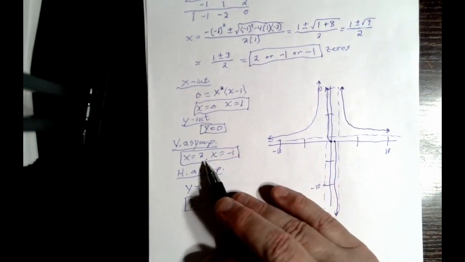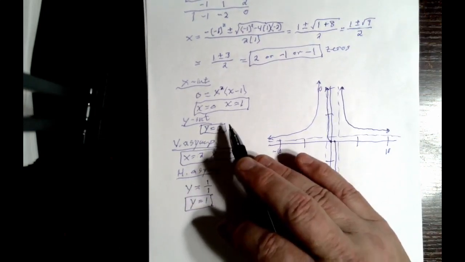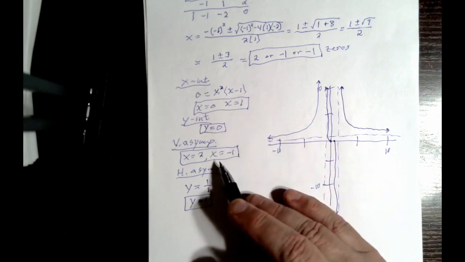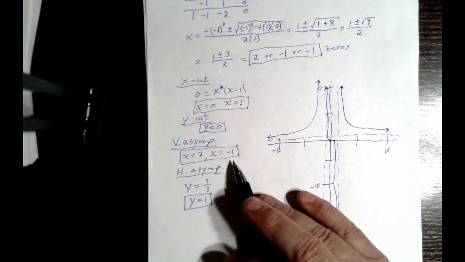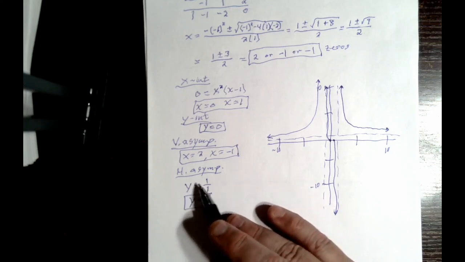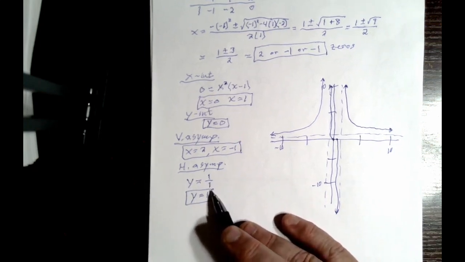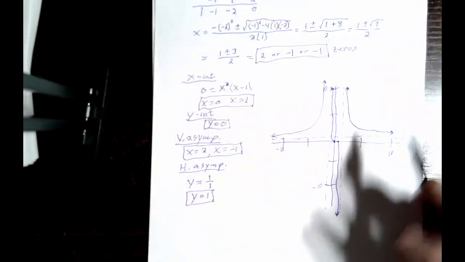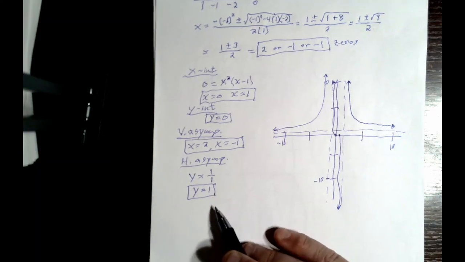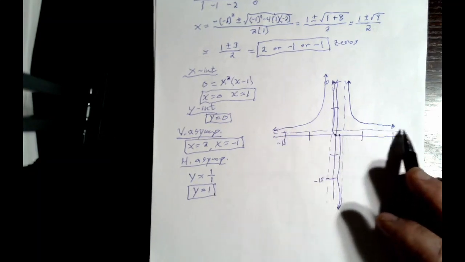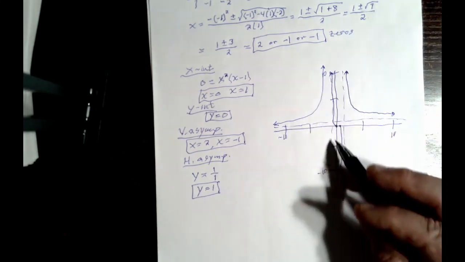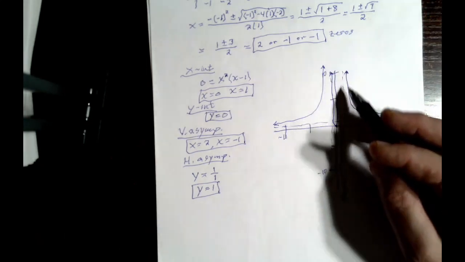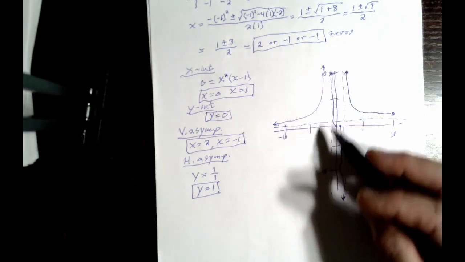Vertical asymptote is where you get your denominator equals 0, and you get 2 and negative 1. And your horizontal asymptote is at y equals the leading coefficient over leading coefficient. So it's 1 over 1. Y equals 1 over 1, or just y equals 1. So there it is at 1. There's your other asymptotes. And notice this guy actually does cross. It's very rare, but it does actually cross. And there's your other two asymptotes.